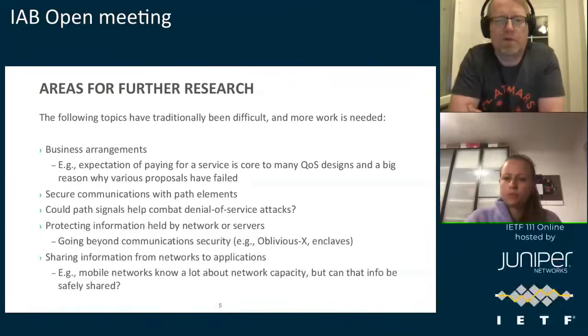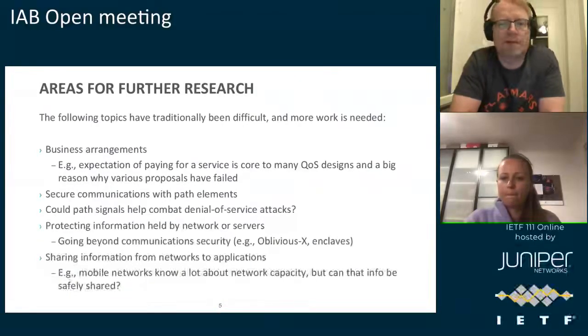We could do more protection of information held by various network elements or even by the servers, essentially going beyond communication security. One example here is the various oblivious DNS designs. Confidential computing is another example that could potentially be applied.